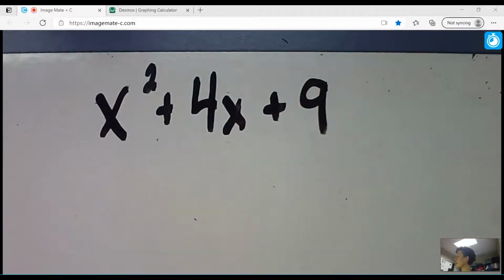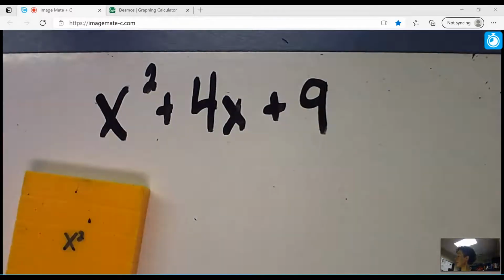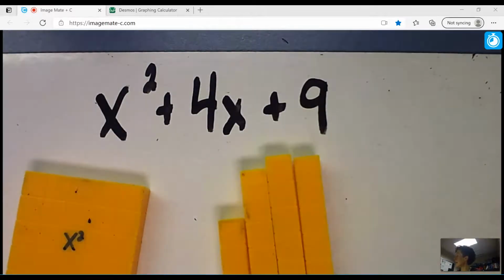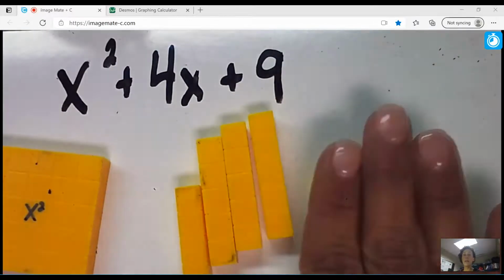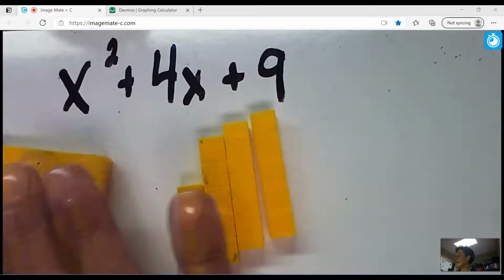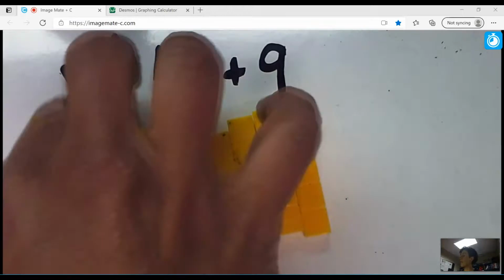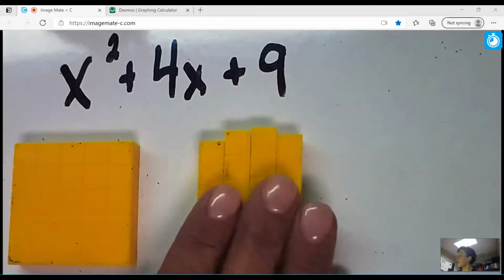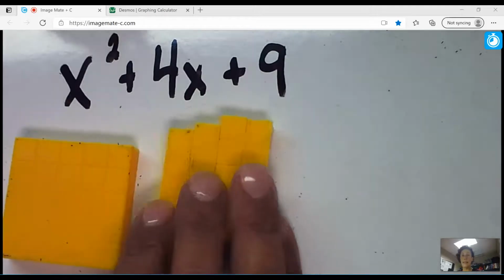All right, so what we're going to do is here's my x squared. Here's my 4 x's. And then here are 1, 2, 3, 4, 5, 6, 7, 8, 9. So what we're going to do first is we don't need these 9 little pieces right now. So I'm just going to set them off to the side. And I'm only going to worry about these x's. And I'm going to do the same thing I did before. So let me flip this over.